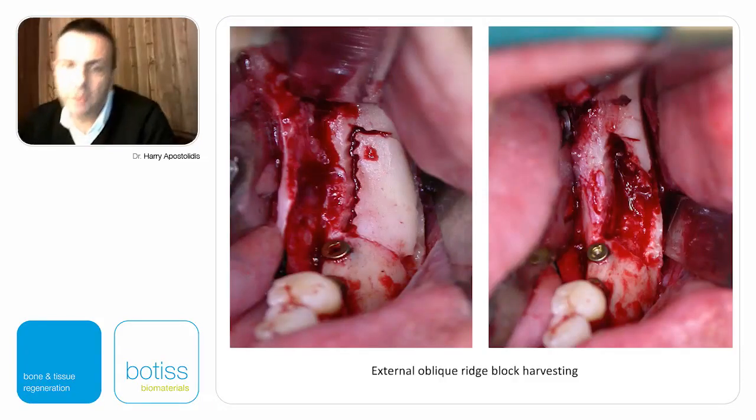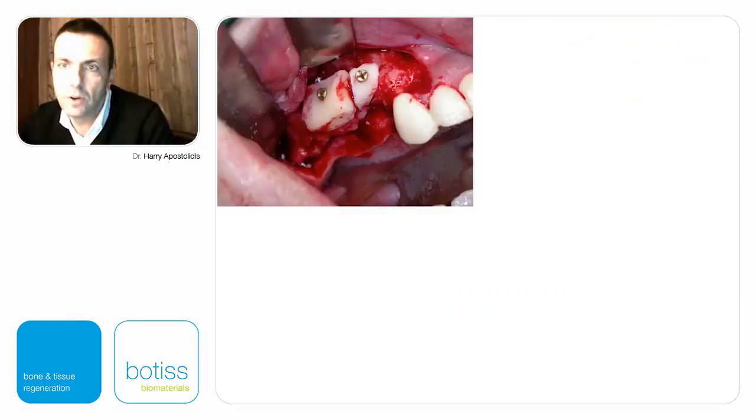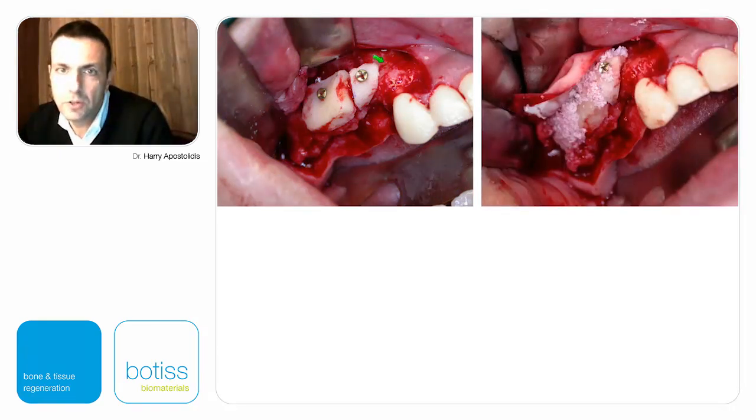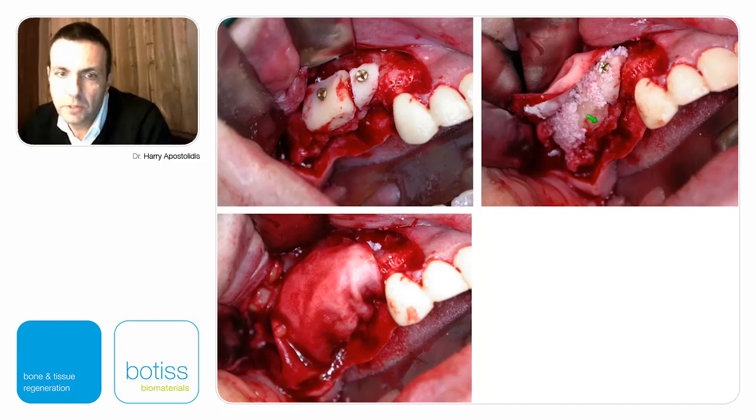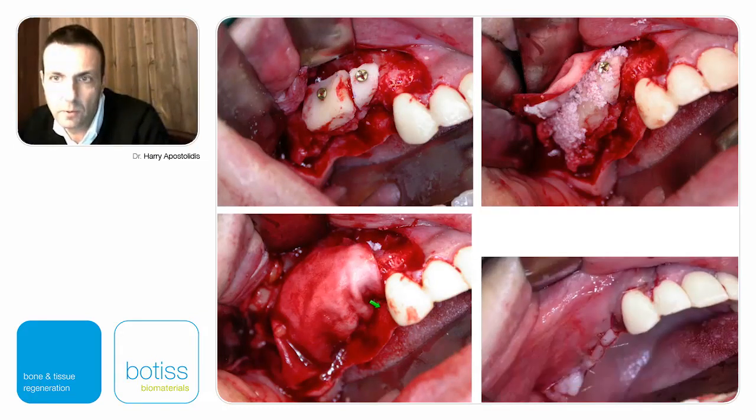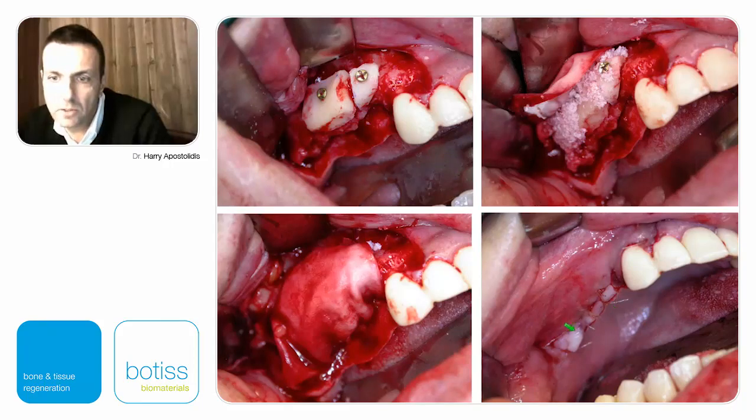We take a bone block from the external oblique ridge. We fixate it with titanium screws. You see the collagen membrane is already tacked, pinned up there apically. We put the xenograft granules around, and we bring the membrane under. We tuck it under the palatal flap, and we suture it. Resorbable sutures. And tension-free closure. We always, in these cases, use horizontal mattress sutures.